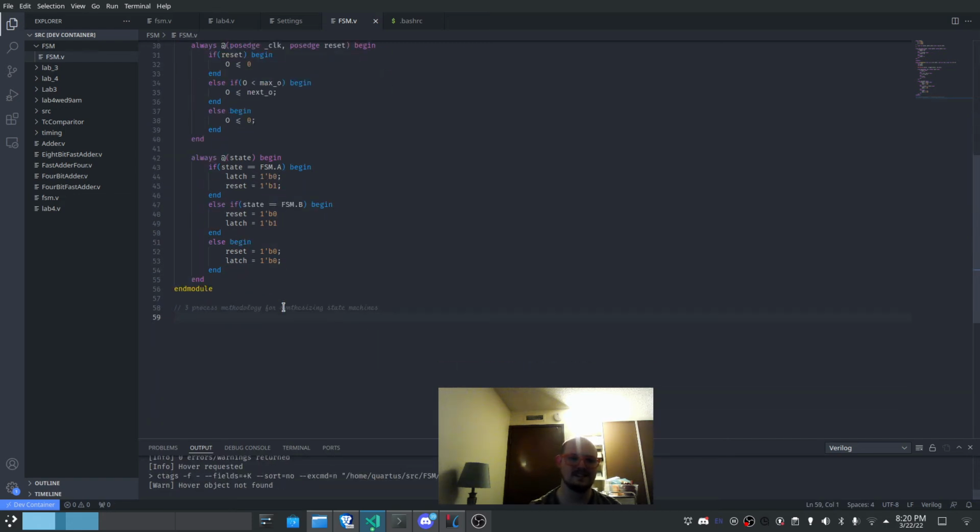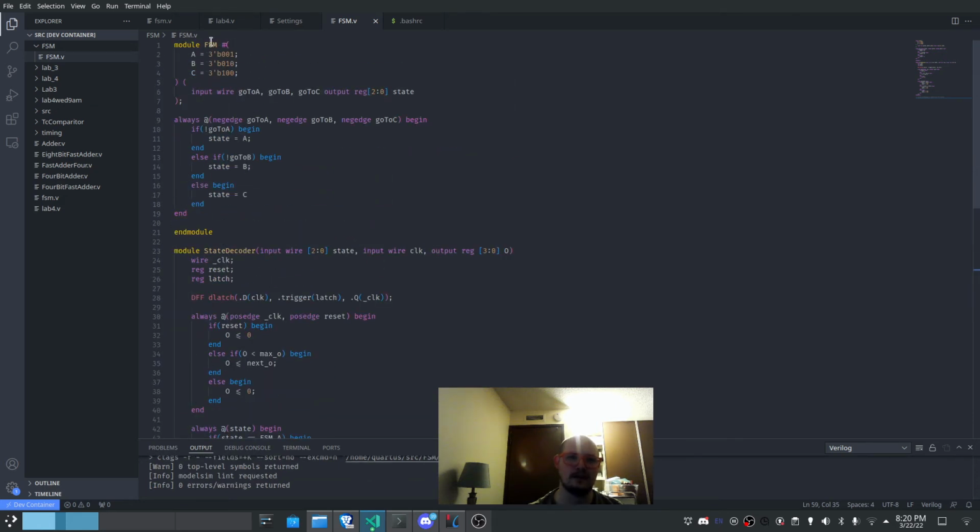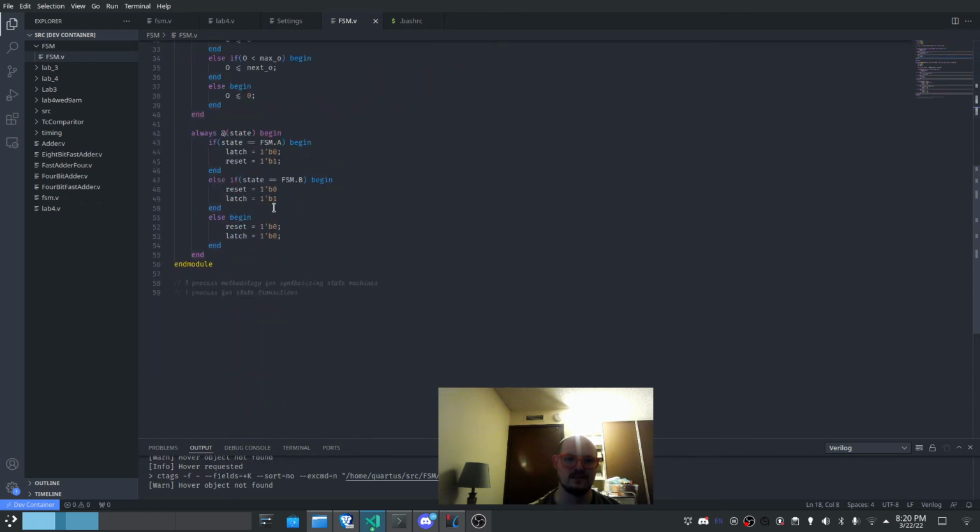What it states is that I will have one process for state transitions, which I'm handling in my FSM. That's all this is doing, is my state transitions.